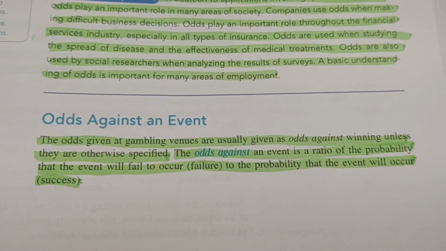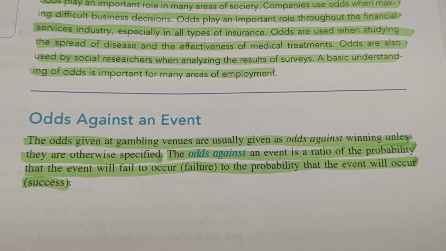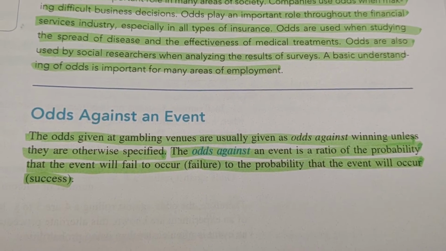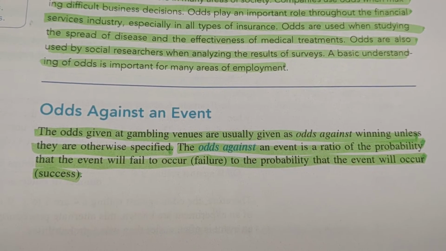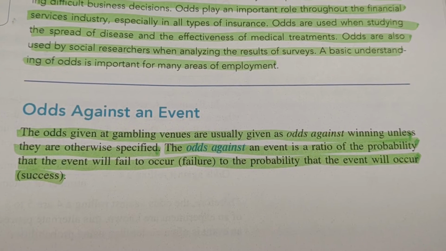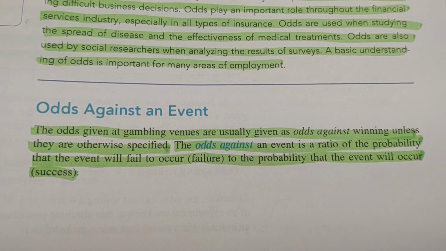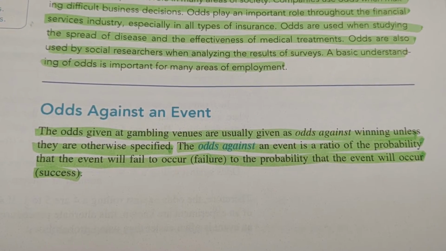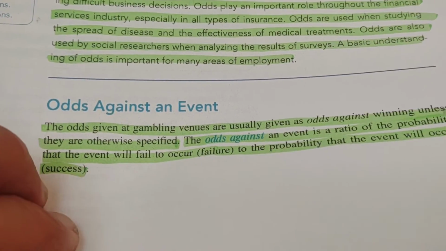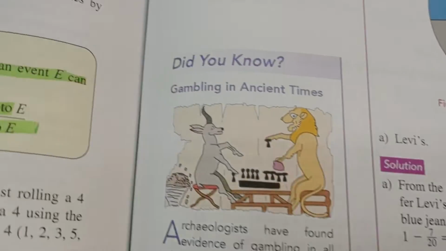So, odds against an event. The odds given in a gambling use are usually given as odds against winning unless they are otherwise specified. The odds against an event is a ratio of the probability that the event will fail to occur to the probability that the event will occur, in successes.